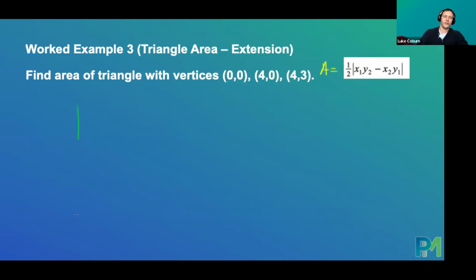Okay, so let's even draw this triangle. The first point is 0, 0. It's here. The second point is 4, 0, so 1, 2, 3, 4 is there. And the next one is 4, 3. So 1, 2, 3, 1, 2, 3, 4. So it's like here.